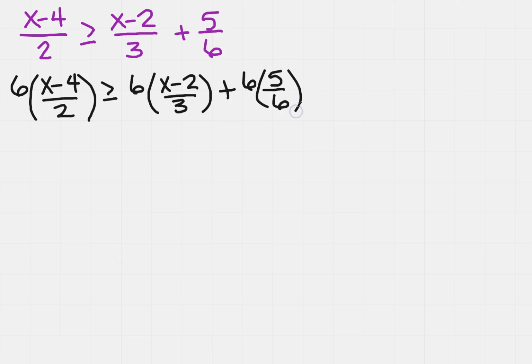Okay, so each term has been multiplied by 6. So let's see what we can do. I've got 6 over 2, which is 3. I've got 6 over 3, which is 2. And I've got 6 over 6, which is 1. So I want to write a little bit prettier everything I just figured out from reducing.